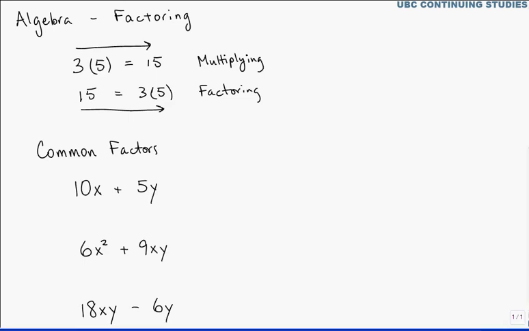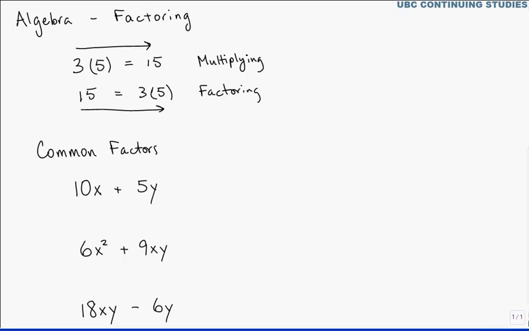Factoring is really the opposite action of multiplying. But whereas multiplying is pretty mechanical, factoring is actually fairly difficult and relies on patterns. So I've got a couple of little examples here.